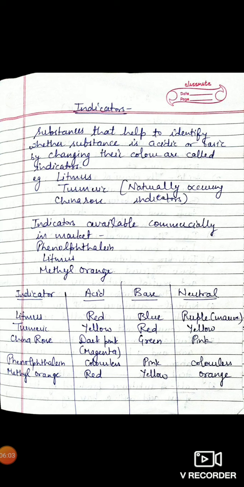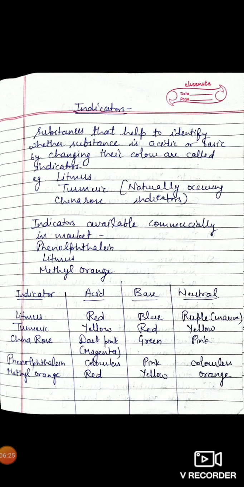In the same way, the second indicator is turmeric. Turmeric we use at home. Turmeric gives yellow color with both acid and neutral solutions, but it gives a different color, that is red color, with the basic solution. So turmeric can basically be used to distinguish between acids and bases. The third one is China rose.